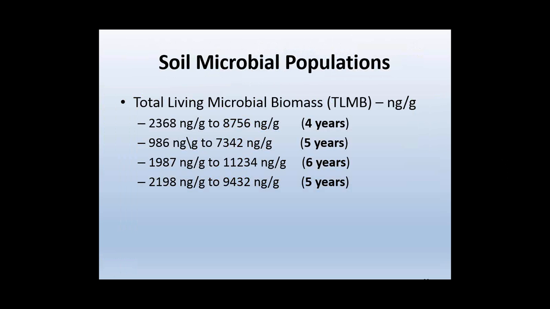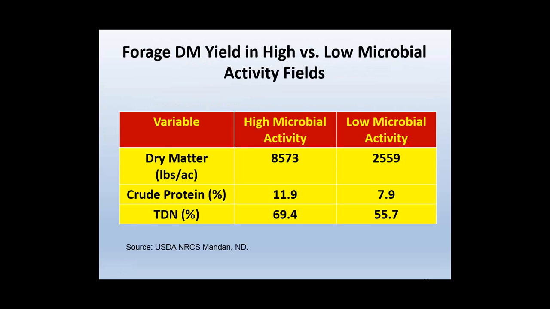Now, what we consider to be a good total living microbial biomass for proper microbial function and activity in the soil is 6,000 nanograms per gram or greater. And you can see that then in a very short period of time, we were able to eclipse that and go far above that. And we're continuing to add to this each and every year that we're using adaptive high stock density grazing on these operations.